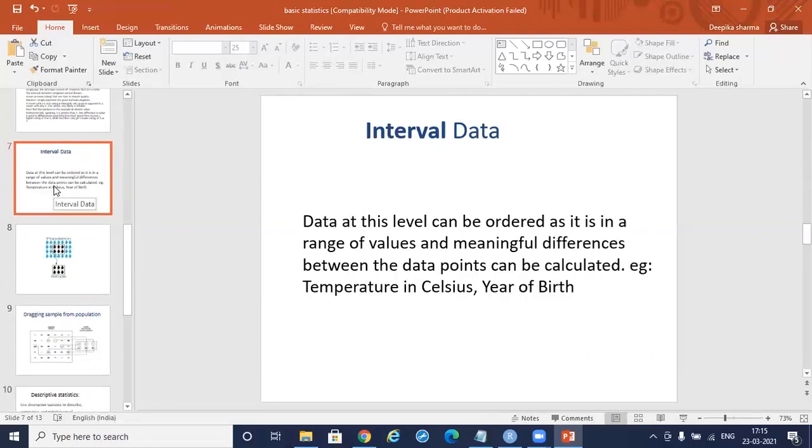Interval data, one can see. Here inside the interval, certain gaps are there. Suppose one is giving certain temperature related data, such as 0 to 10 degrees Celsius or 11 to 20 degrees Celsius. So these are a kind of interval data.